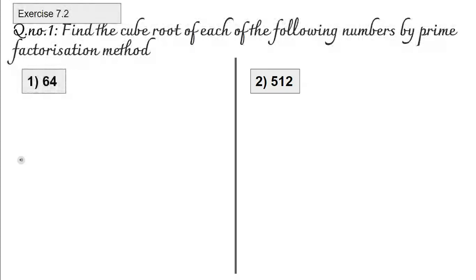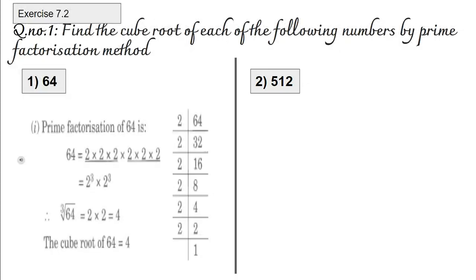So the prime factors of 64 are 2 into 2 into 2 into 2 into 2 into 2. So here we got 2 6 times, isn't it? So group of 3, 2 times. So 2 cube into 2 cube. So therefore cube root of 64 is equal to 2 into 2, that is equal to 4. So the cube root of 64 is 4.